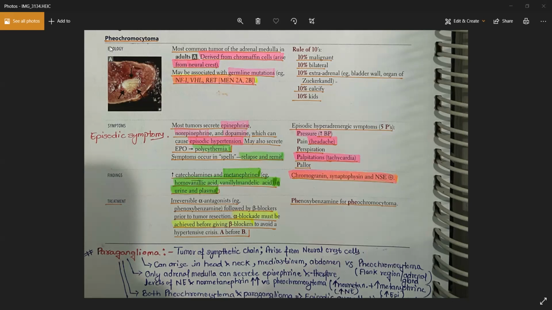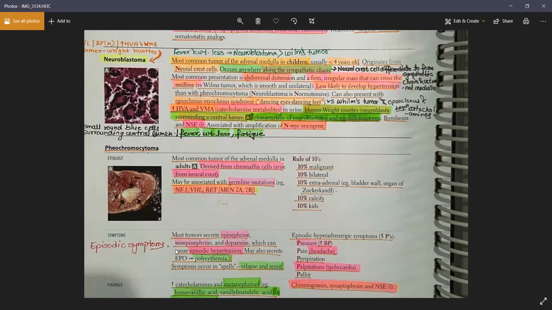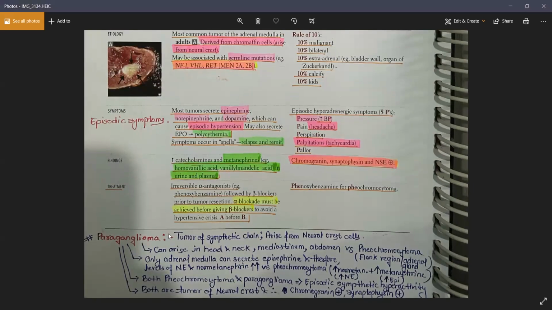And just like the pheochromocytoma and the neuroblastoma, you also have one tumor which is the paraganglioma. As the name suggests, it is para to the ganglia, around the ganglia. It is a tumor of the sympathetic chain, just like the neuroblastoma, but it is in adults, not in children. It can arise anywhere in the head, neck, mediastinum, or abdomen, versus the pheochromocytoma, which is in the adrenal glands only.